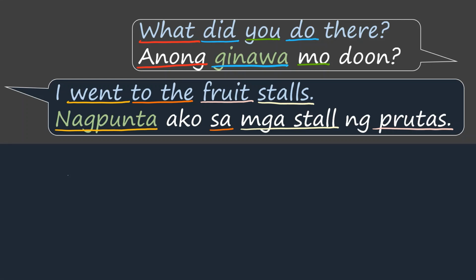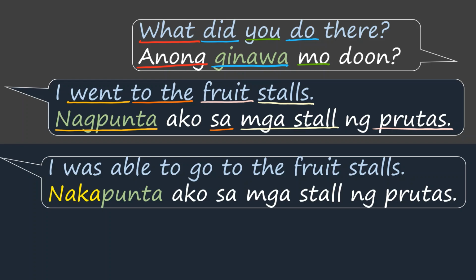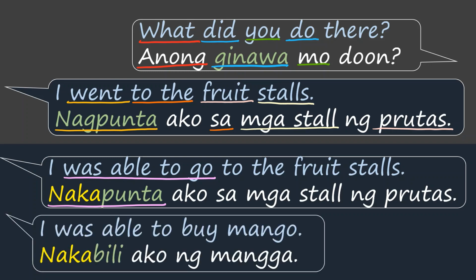Now, here are some more sentences showing how to express what you were able to do. I was able to go to the fruit stalls. Nakapunta ako sa mga stall ng prutas. Was able to go, nakapunta. I was able to buy mango. Nakabili ako ng mangga. Was able to buy, nakabili. And mango, mangga.